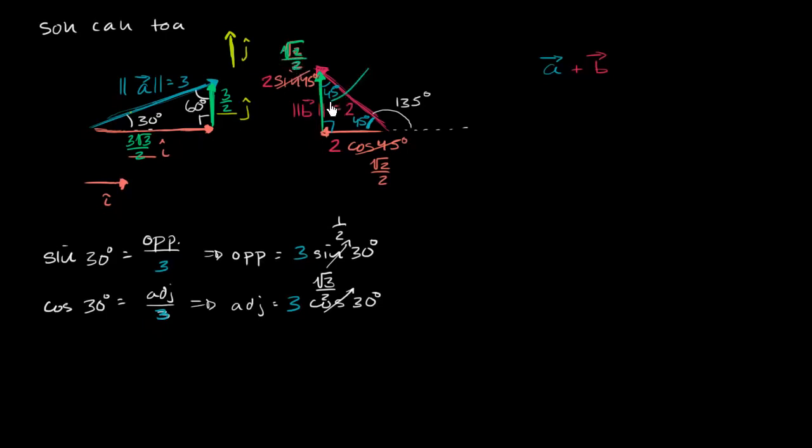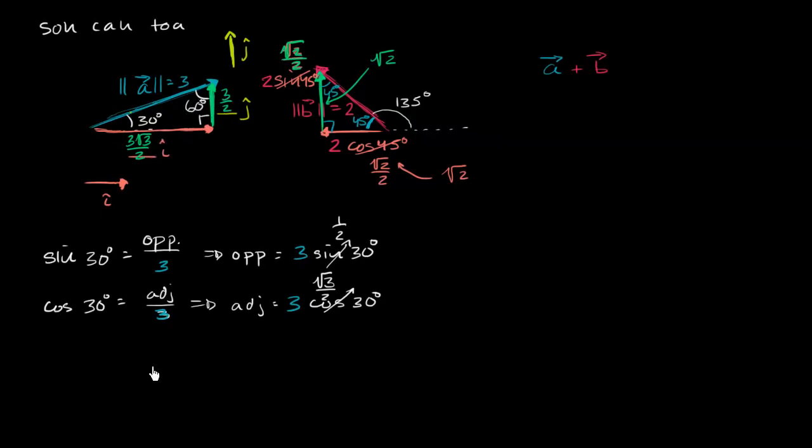So what's the length of that green vector? Well, it's 2 times square root of 2 over 2. That's going to be square root of 2. What's the length of this orange vector? It's 2 times square root of 2 over 2, so it's going to be square root of 2. So now we know the magnitudes of the component vectors, the horizontal and vertical components of each of these. So now we can write these out as the sum of these horizontal and vertical vectors.